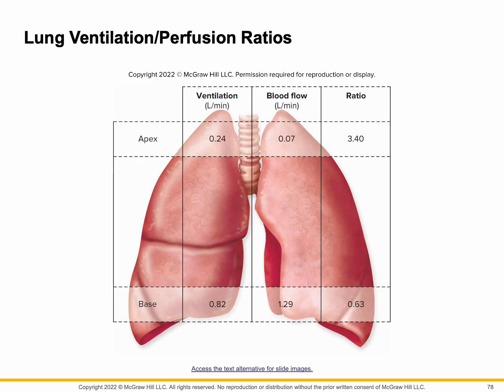At the base, notice the difference. So the ventilation at the base is 0.82 liters per minute. Blood flow is going to be 1.29 liters per minute. And the ratio would be 0.63.